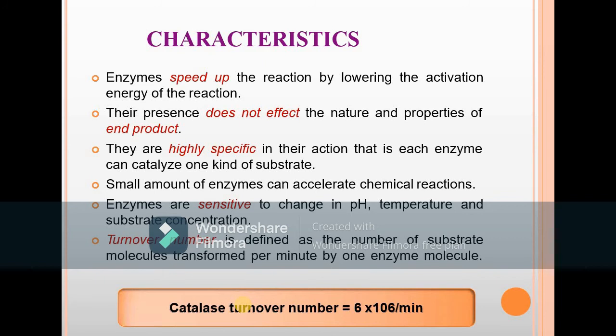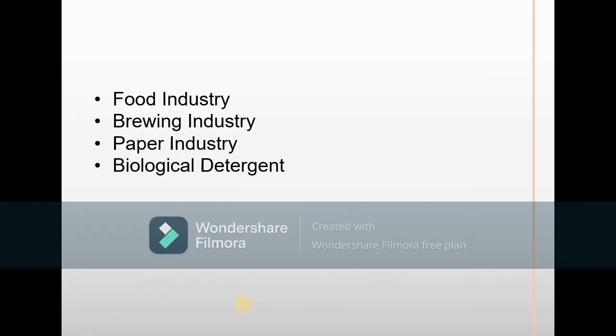Turnover number is defined as the number of substrate molecules transformed per minute by one enzyme. So catalase turnover number is 6 into 10 raised to the power 6 per minute. Now, what are the uses of enzymes? Their main uses are in the food industry, brewing industry, paper industry and biological detergent.